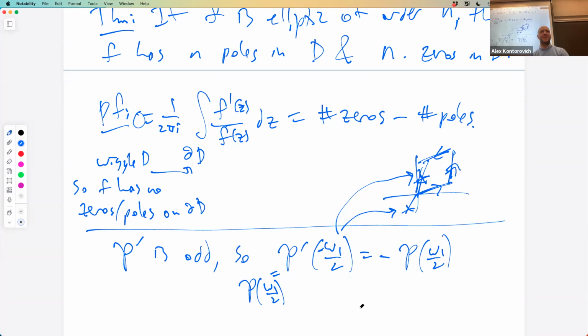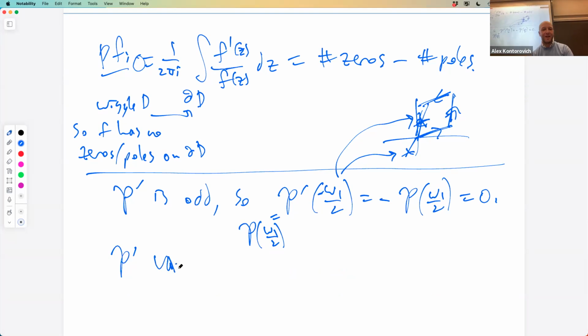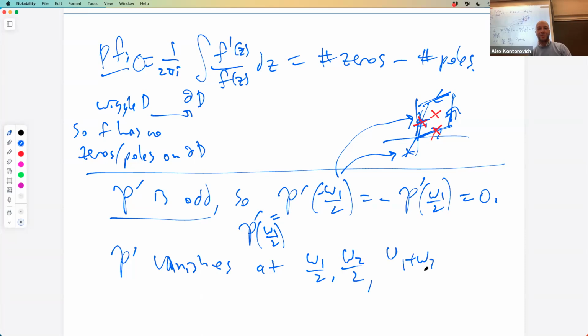So what? So it's a 0. So P prime must vanish at W1 over 2. Okay, so again, in our fundamental domain, I'm sorry, thank you, I'm missing a prime here and here. I'm talking about P prime. P prime is odd, and it vanishes. It has 3 zeros, all for the same reason: at W1 over 2, at W2 over 2, and at W1 plus W2 over 2, for exactly the same reason.